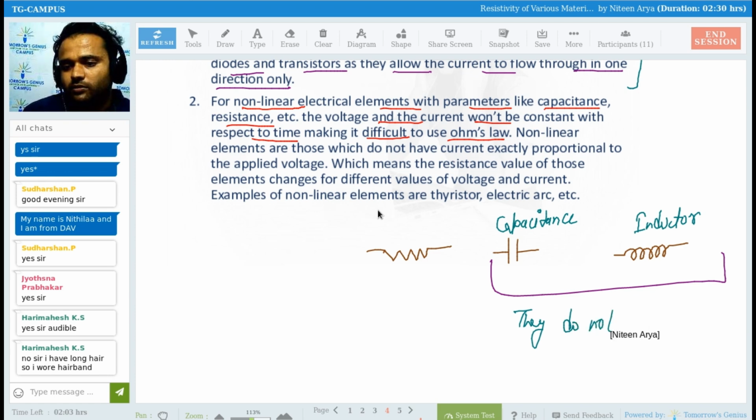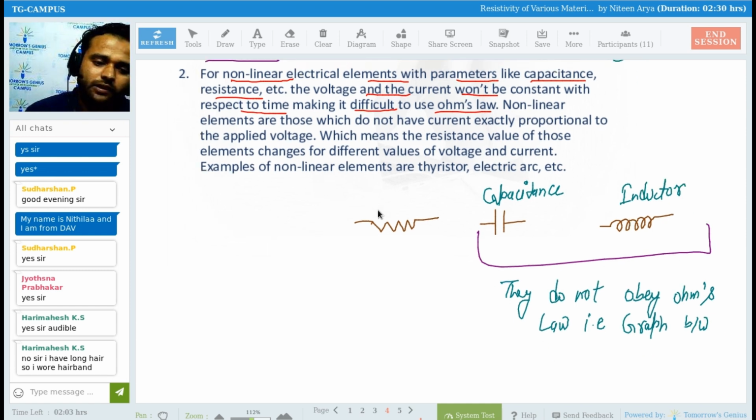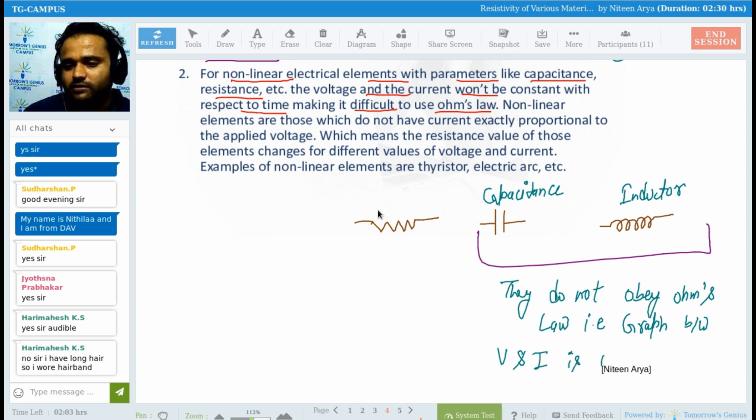Simple. So when they do not obey Ohm's law, in general, the graph between V and I. Let me write, graph between V and I is non-linear, as simple as that. Is it clear?